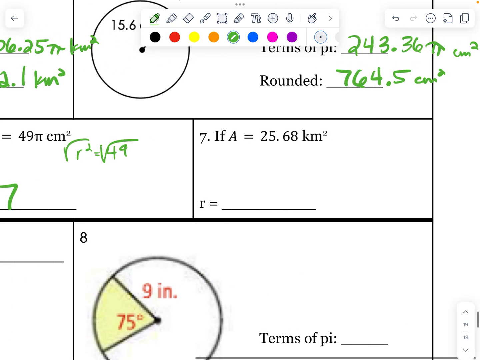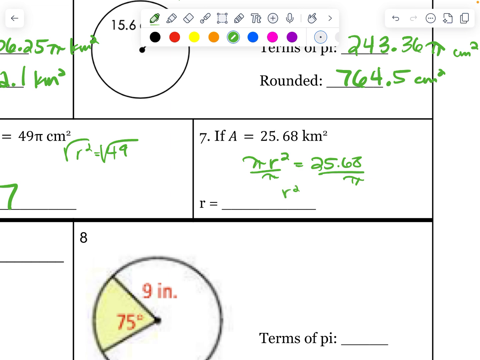Now this one's going to be a little bit harder, all right? So pi r squared equals 25.68. So we need to divide both sides by pi. So 25.68 divided by, I'm using the pi button. I'm not using anything else. So r squared equals 8.174... To get this the most specific that you can, you're going to need to know how to pull this into your calculator. Let me show you.